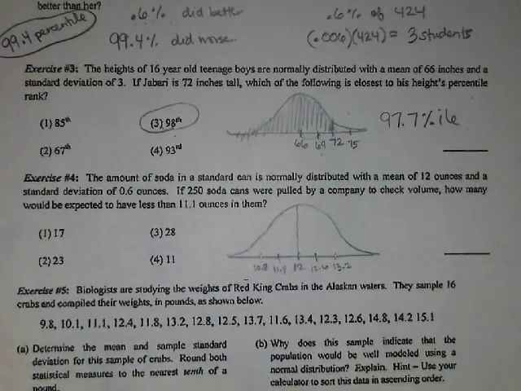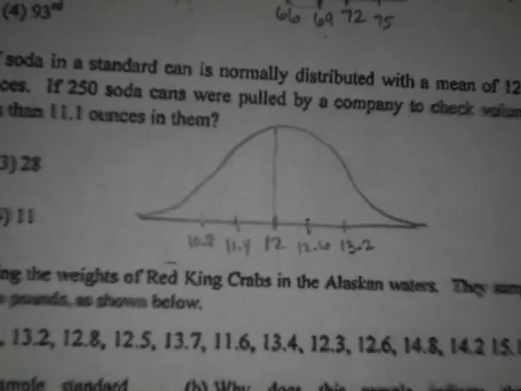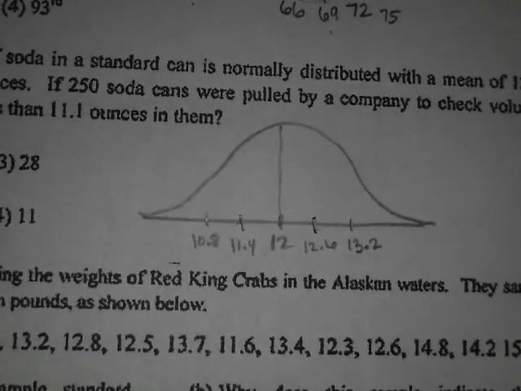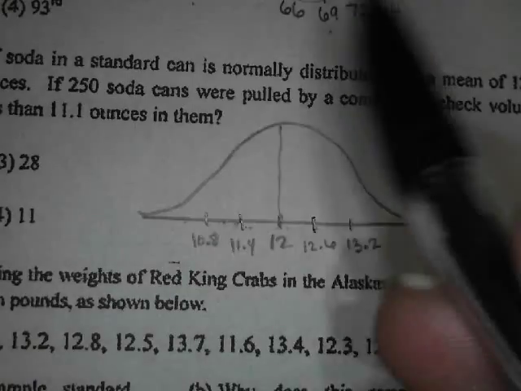Okay, so just wrap your head around it first. Don't overread. Just kind of give yourself a picture and figure out what's going on. 250 soda cans were pulled by a company to check volume. How many of those 250 would be expected to have less than 11.1 ounces? So where is 11.1 on our chart? Right, it's halfway between these two. So it's not 1 standard deviation away, it's not quite 2, it's 1.5. So we're 1.5 standard deviations below.